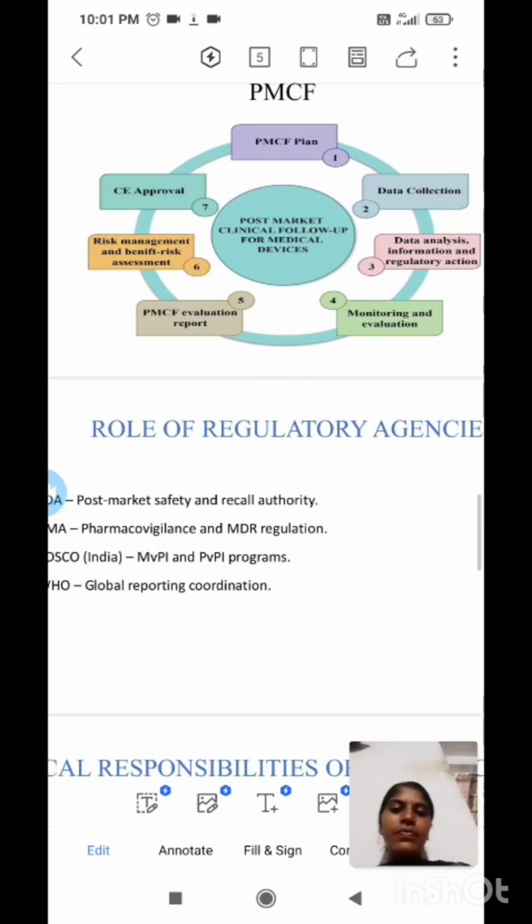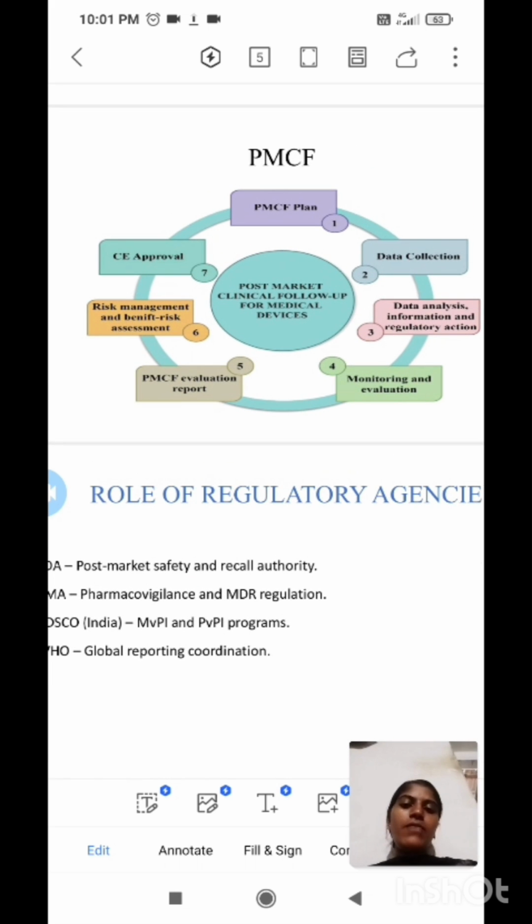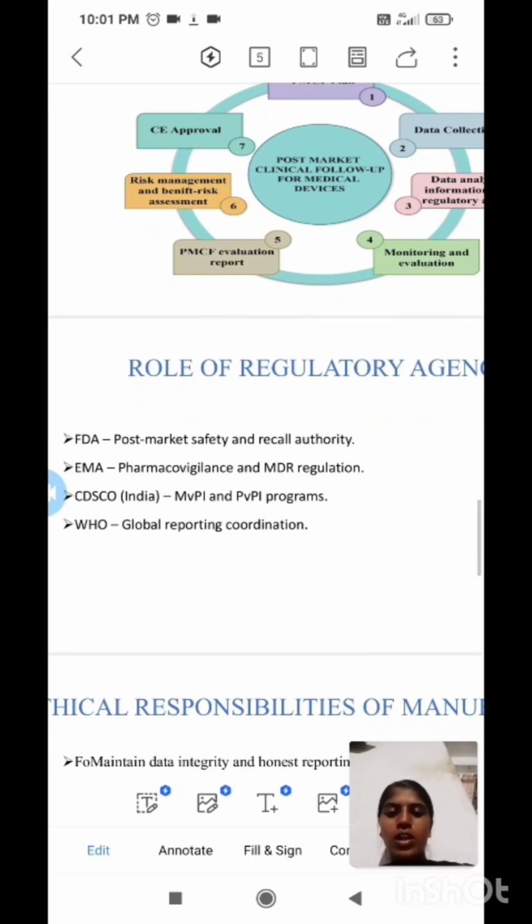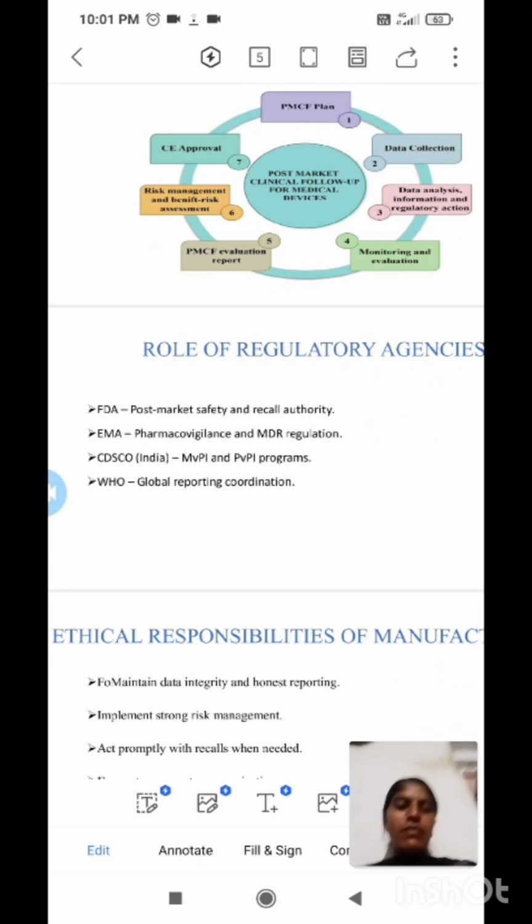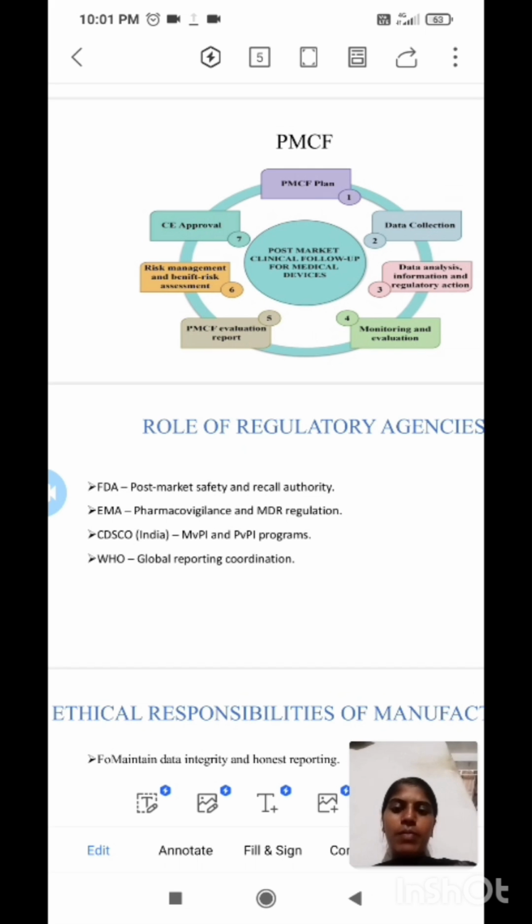So in PMS we collect old data. In PMCF we collect real time data. So this is the major difference between PMCF and PMS.